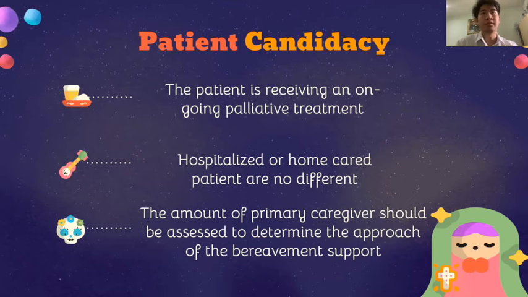Assessment shall also be made of the psychosocial condition of the patient and family on handling the situation they are in. Patients that are in hospital care and in home care are no different, as the interdisciplinary team can give bereavement support by having a house visit. The number of primary caregivers should also be taken into account to assess pre-death assessment and also post-death assessment for the patient and family bereavement support.